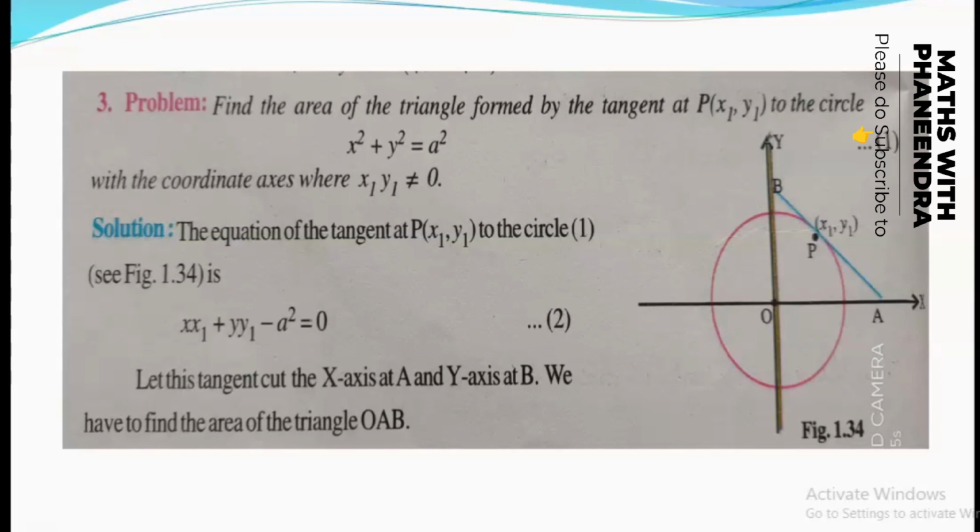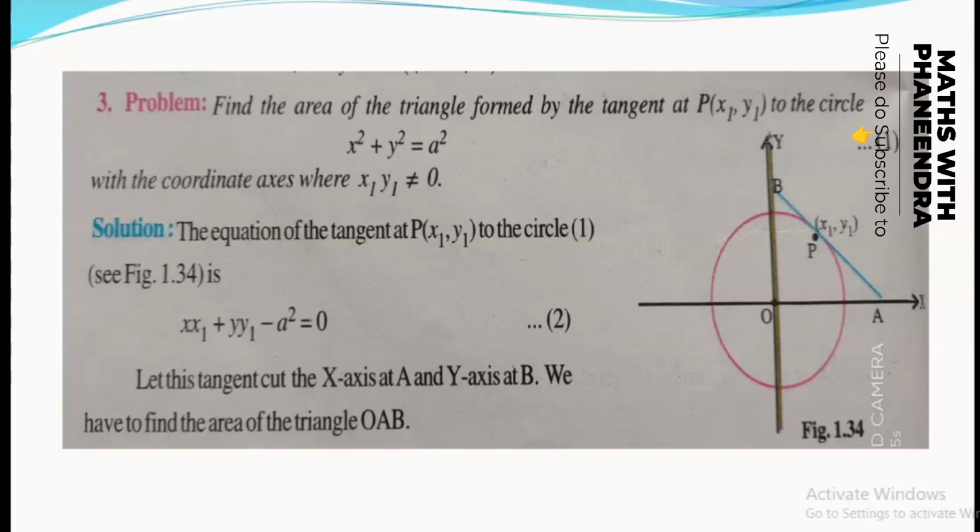This is an example problem and important. Find the area of the triangle formed by the tangent at P(x1, y1) to the circle x square plus y square equal to a square with the coordinate axes. First, in this question, we find the area of the triangle formed by the tangent equation to the circle.